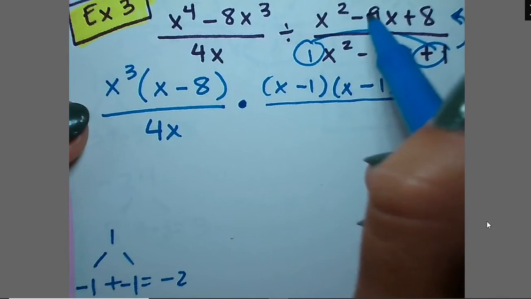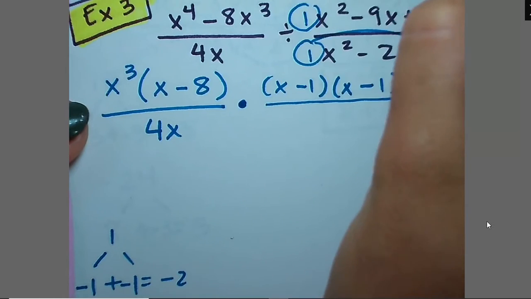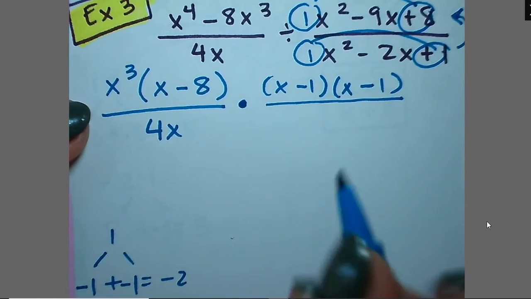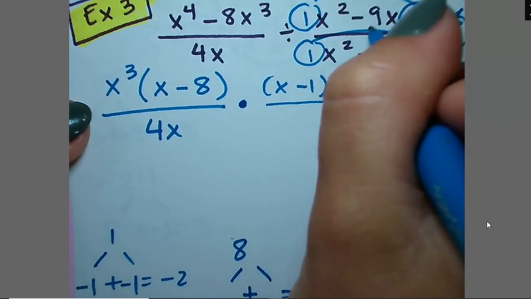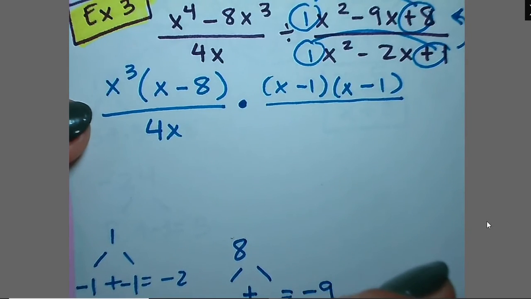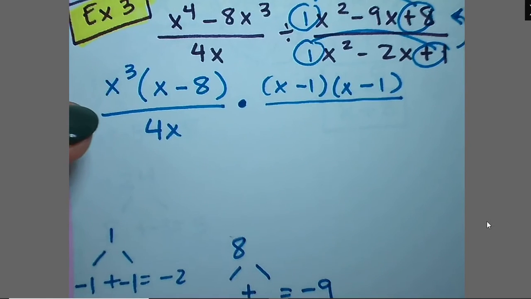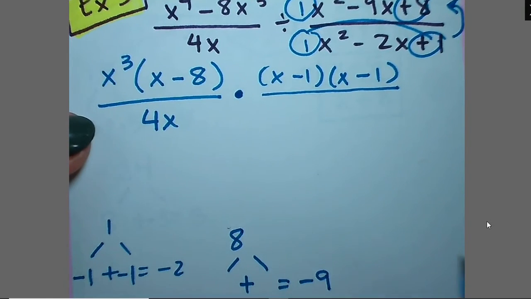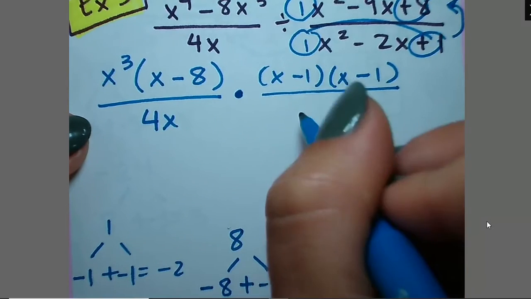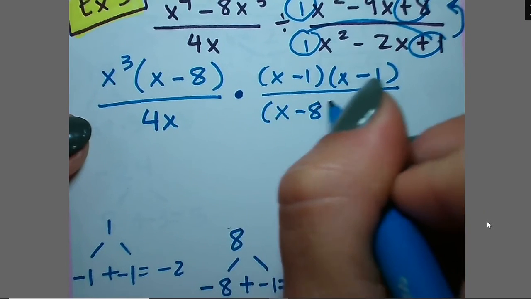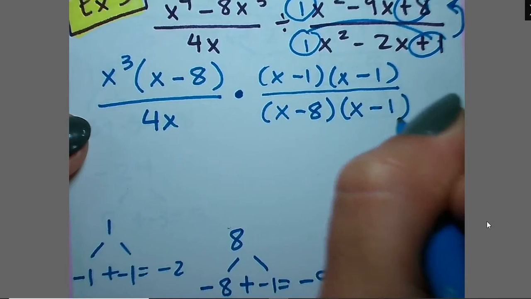Then our new denominator, we're going to do 1 times positive 8, so we're going to get 8. And we want 2 factors of 8 to add to give us negative 9. Here again, hopefully you're starting to see the pattern with factoring. This is going to be negative 8 and negative 1. So it's going to be x minus 8 times x minus 1.